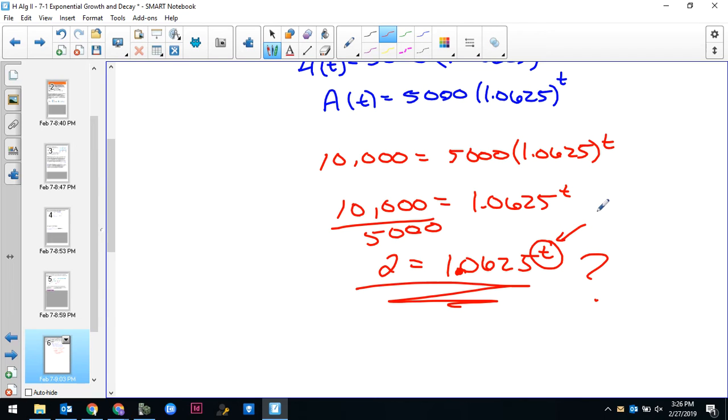Spoiler alert, a logarithm. Now, we aren't going to touch logarithms right now, but I'm just letting you know we would solve this by using a logarithm, right? But we're not going to touch that right now. We're just going to do something else. Okay, we're not ready for that yet. Hold your horses.